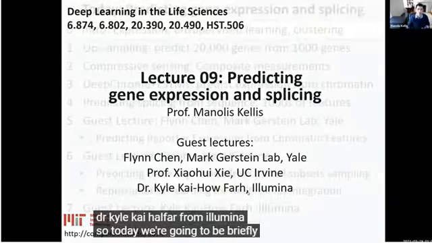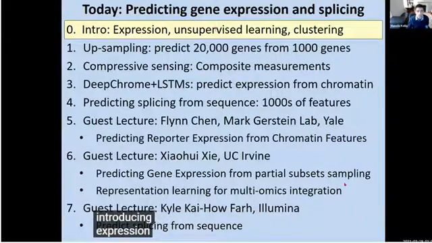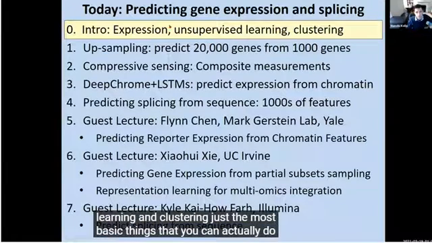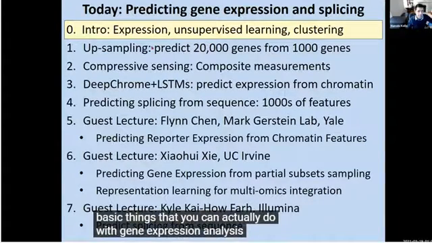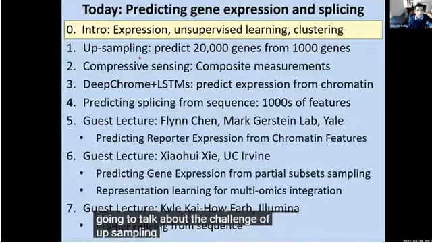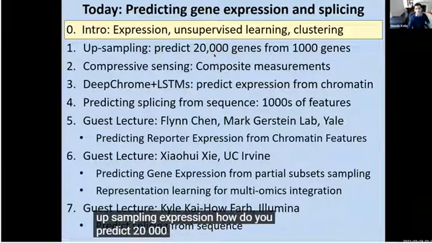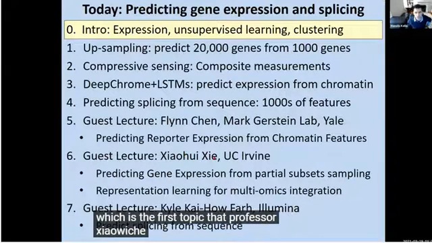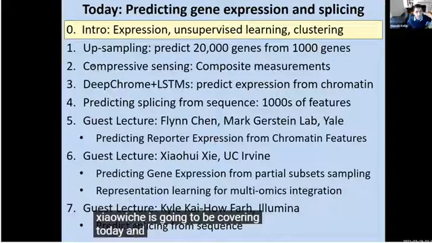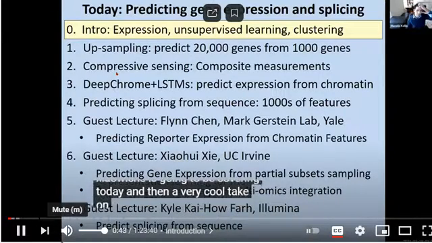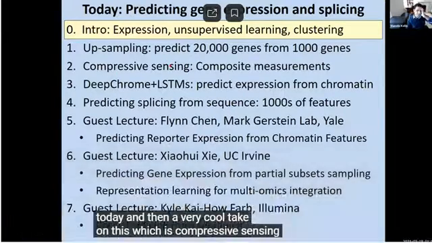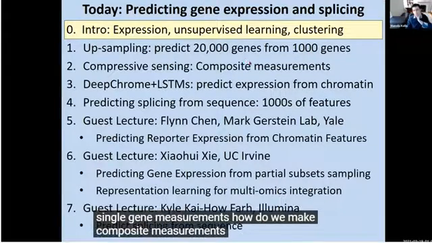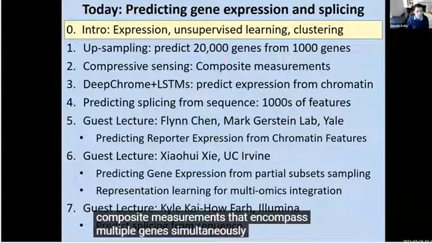So today we're going to be briefly introducing expression analysis, unsupervised learning, and clustering, just the most basic things that you can actually do with gene expression analysis. Then we're going to talk about the challenge of upsampling expression. How do you predict 20,000 genes from 1,000 genes, which is the first topic that Professor Xiaowei Xie is going to be covering today. And then a very cool take on this, which is compressive sensing. Instead of making single gene measurements, how do we make composite measurements that encompass multiple genes simultaneously?